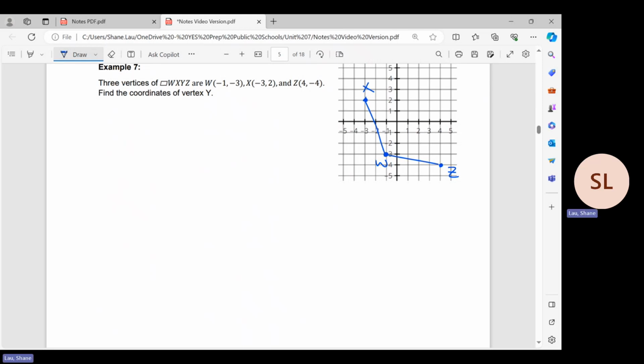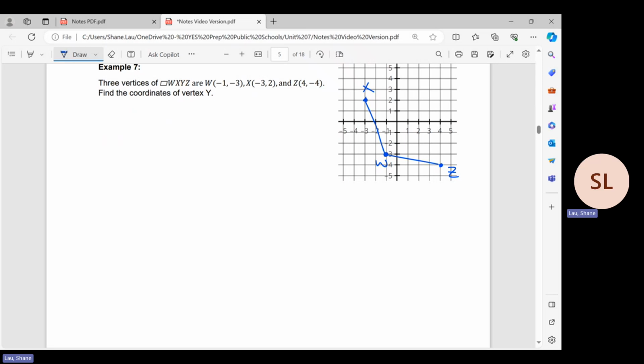And it tells us to find the coordinates of vertex Y. Well, that's an interesting question. I don't think we've seen something like this before. At least nothing from recent memory. But part of me is thinking, well, I know it's a parallelogram. Okay, let's think about all the things that are true about parallelograms.